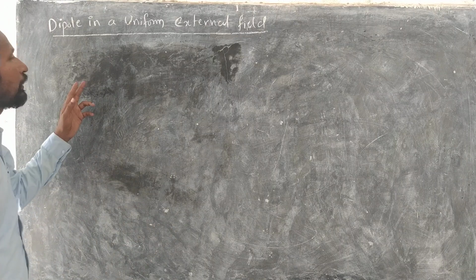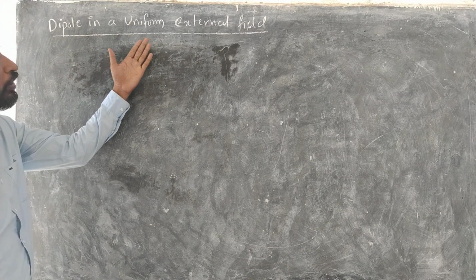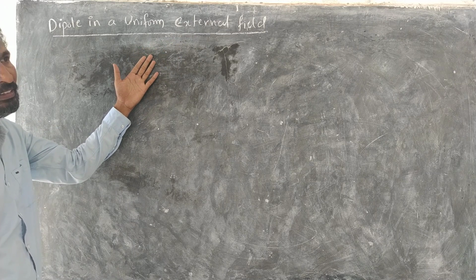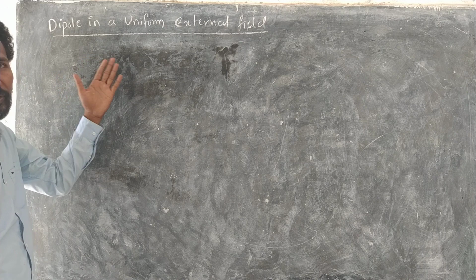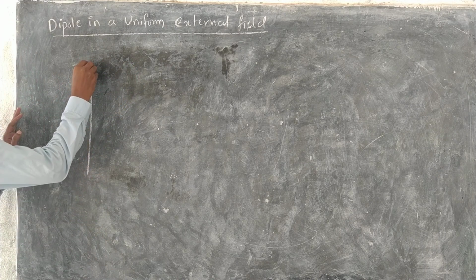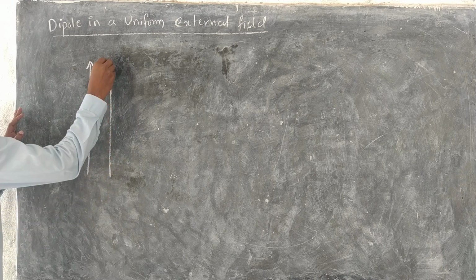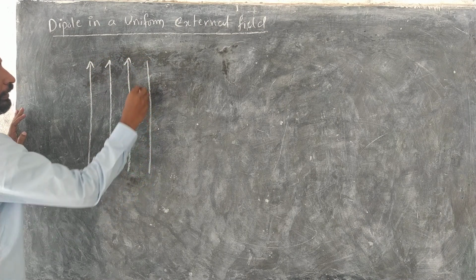Now, in this video, we shall have a discussion on a dipole in a uniform external electric field. We'll see what happens if a dipole is placed in an electric field. Now, the uniform electric field, I'm taking like this. These are the electric field lines.